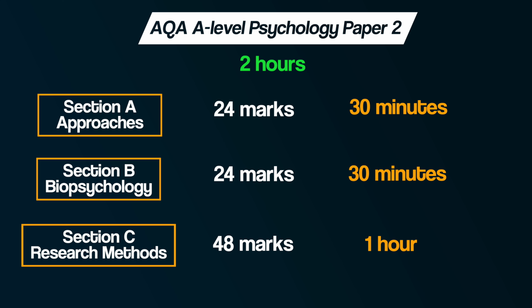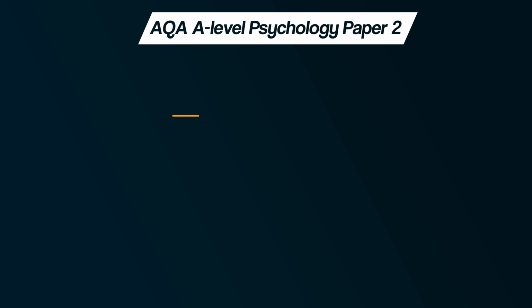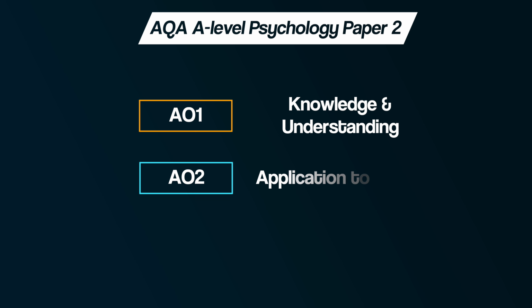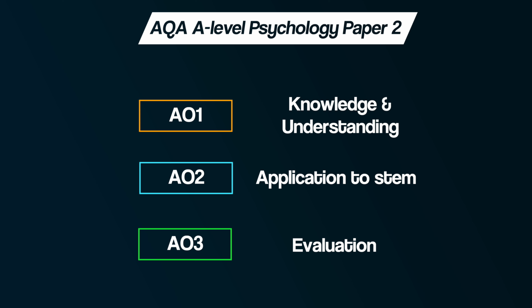Each section is designed to assess you on a range of skills that include AO1, which is your knowledge and understanding, how accurately can you describe and outline theories and studies. AO2, how well can you apply your knowledge to the stem given to you in the exam. AO3, how well can you evaluate and discuss theories and studies.